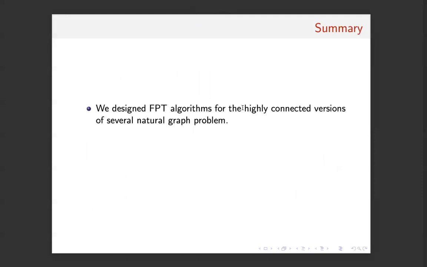So let's summarize our talk by giving an overview of this talk. Here we have designed some FPT algorithms for highly connected versions of several natural problems such as vertex cover, feedback vertex set, Steiner subgraph, multicut, multibicut. For multicut, we have given a W1 hardness reduction, and for all those we have used the parameter k, that is the distance from being n minus k edge connected.